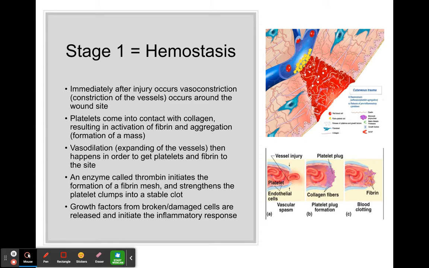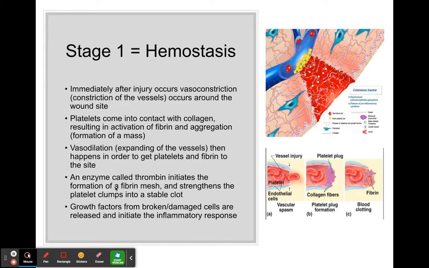Again, what happens once you get an injury? Your blood vessels usually are broken, so you start bleeding, and then the platelets inside your blood come in contact with the collagen in your open wound, and it activates fibrin. After that, the opposite of vasoconstriction occurs, which is called vasodilation. Around the wound, after the scab starts to form, blood vessels expand. The purpose of that is to get more platelets and fibrin to the site.